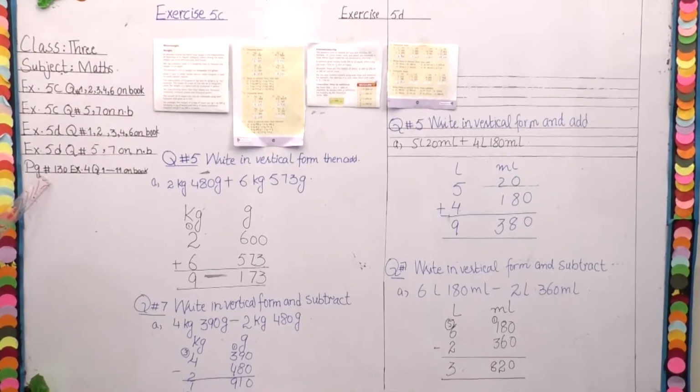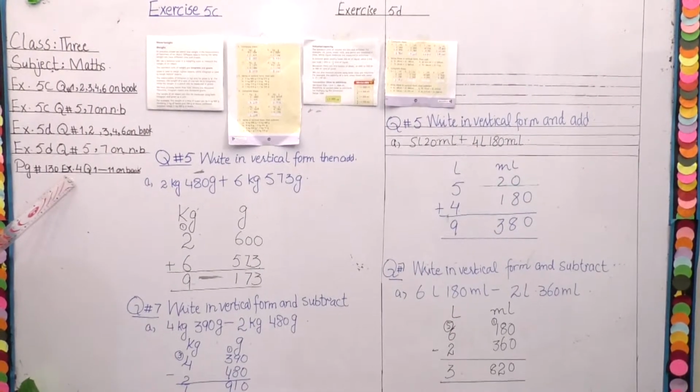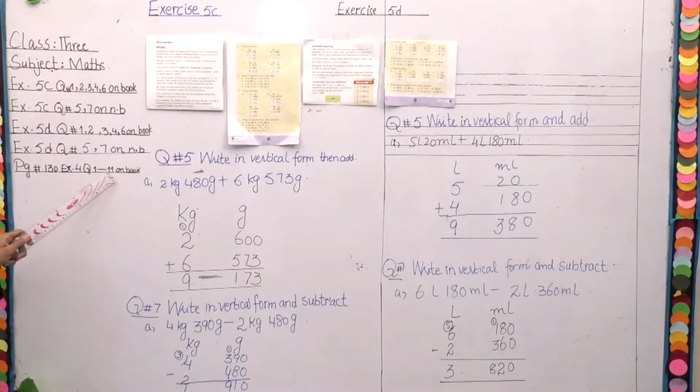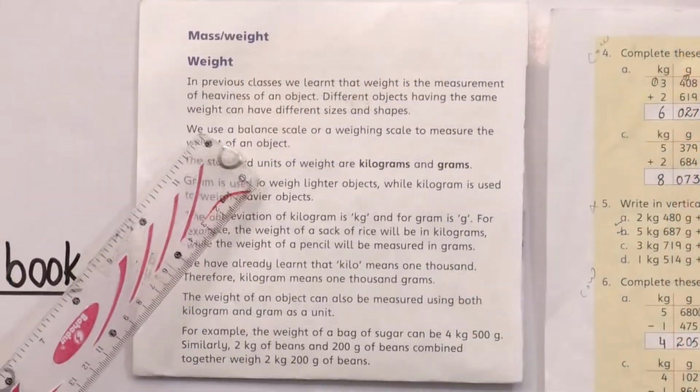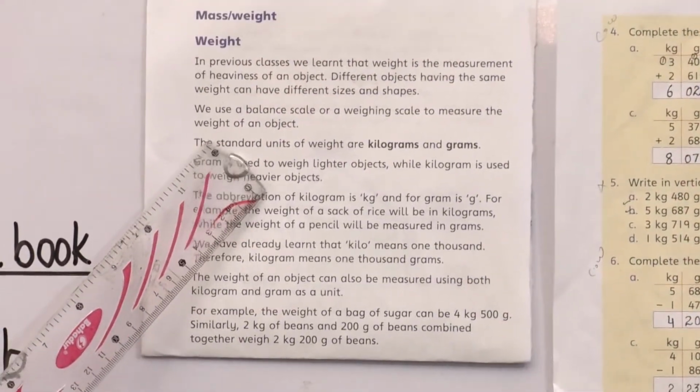Again we have page number 130, which is of exercise 4, question number 1 to 11, all questions will be done on your books. Okay students, now we'll start exercise 5C.